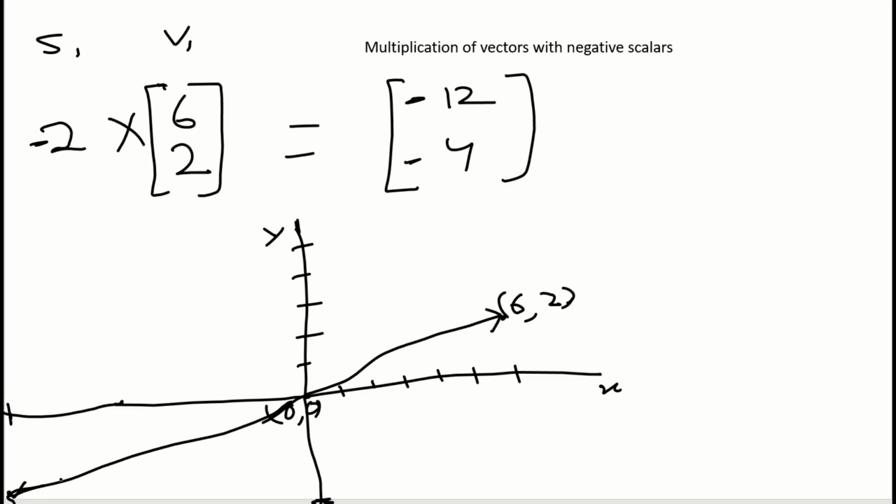So if you see, the magnitude has increased, of course, but the sign has also changed, so the direction is exactly opposite. The direction has become exactly opposite.